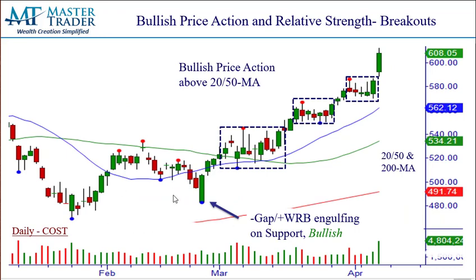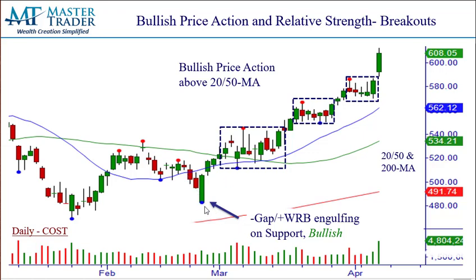Costco here, daily chart. So the blue is the 20 moving average, simple. 50 moving average is green, and red is the 200. So we still had a rising 200. This is in a long-term bullish uptrend. And these are short-term pullbacks, consolidations within an uptrend. But let's start right here.